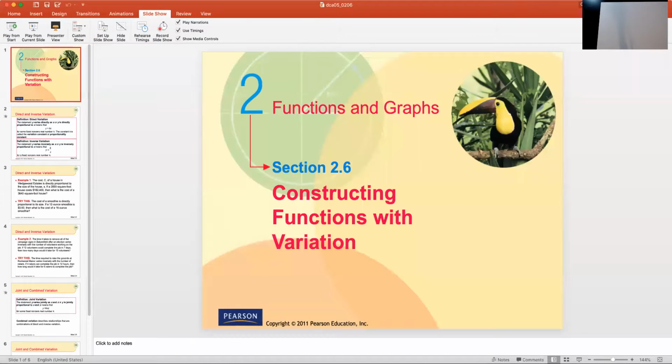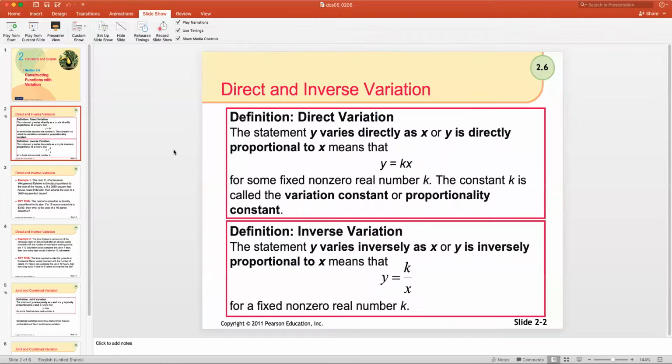All right, so here, as you can see, I'm going to cover 2.6 by the PowerPoint. So in 2.6, we're going to learn constructing functions with variation. It sounds a little bit abstract, but actually we're going to learn four different types of variation. The first one, as you can see, is direct variation. Next is inverse variation. The third is joint variation, and the last one is combined variation.